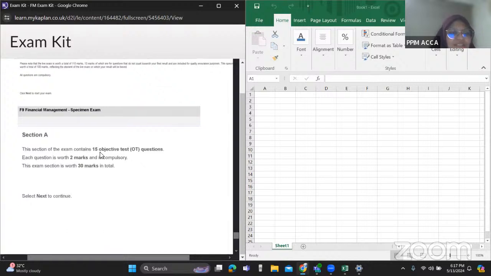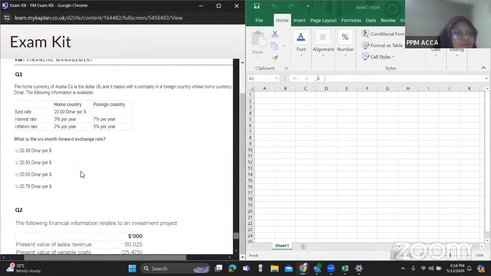Okay. Right. So like I said, specimen exam, you can see it says Section A. This section of the exam contains 15 objective test questions. Each question is worth 2 marks and the section is worth 30 marks in total. First let me tell you how long you should be spending in this area. When it comes to your ACCA papers, guys, remember every mark you can spend about 1.8 minutes. So in this area, you can spend about 54 minutes of your exam trying to figure out answers. Try to aim between 50 to 55 minutes. By then, all these 15 questions should be done.